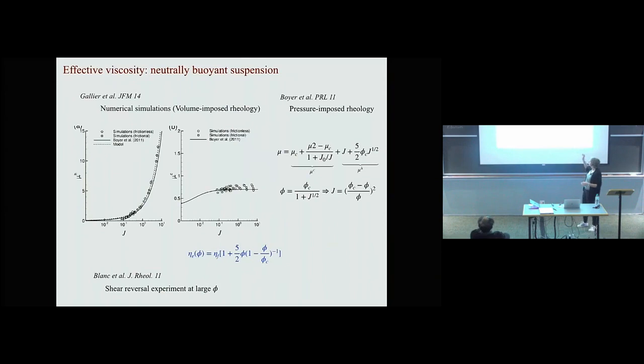I pick 3 examples. So if you take experiment or numerical simulation, for example, the numerical simulation of Kavli, they are able to measure the contribution from the fluid and the contribution from the contact. And you have also the experiment by Boyer et al. And also a really, really interesting experiment on shear reversal. So they reverse the direction of the shear. And in all these papers, they found that the effective viscosity should be diverging at the jamming.